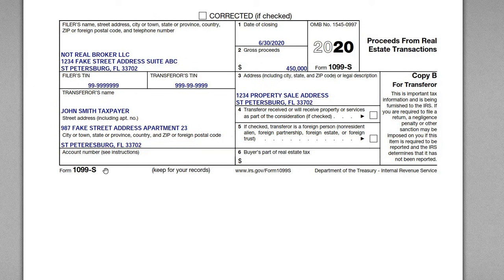Okay, so for example, we have John Smith, taxpayer. He owned a piece of real estate. He sold it to a buyer. The broker, the closing agent that closed the transaction for the two parties, is required to file this, provide a copy to John Smith, and provide a copy to the IRS.